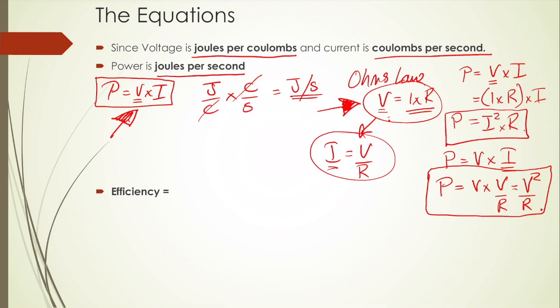As well as that, efficiency is quite often used in these equations as well. And efficiency is the useful energy output divided by the total energy input. Now that will give you a fraction, and if you multiply that fraction by 100, you'll get a percentage. Okay, so that's how you use the efficiency equation.